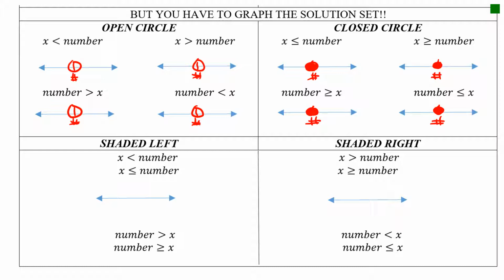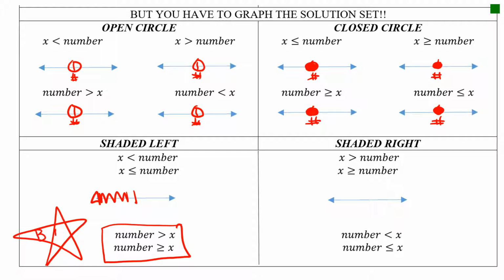For shading, you are going to shade to the left if your x, your number, is less than. This is the one that messes you up. So make sure you put a big star. In fact, I don't like that star. Let's put a biggie wow wow star. This is a biggie wow wow, people. Whoa, that's important and exciting.